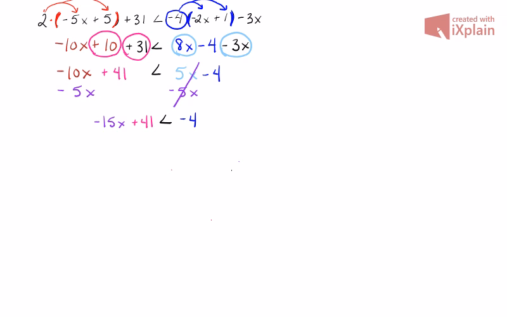So again, we want to work with this idea of eliminating. I want to eliminate the plus 41 on the left-hand side so that the x term is the only thing there. So in order to eliminate a positive 41, I'm going to eliminate it by subtracting 41 from both sides. And again, that goes away. This is going to leave us with negative 15x is less than, and that's going to give us a negative 45.